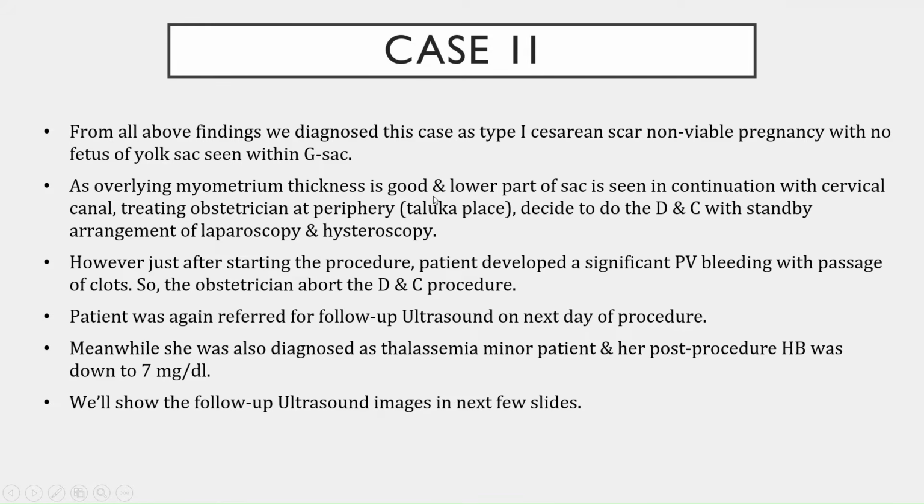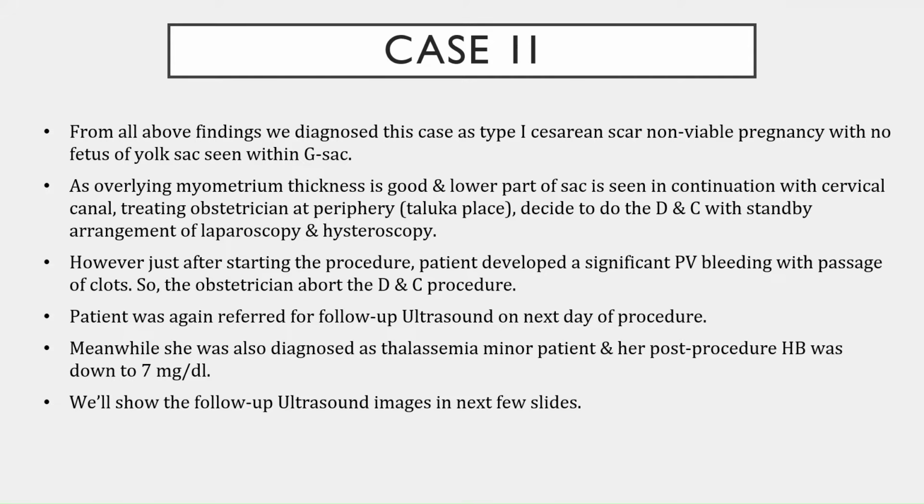As the overlying myometrium thickness is good and the lower part of the sac is seen in continuation with the cervical canal, the treating obstetrician at the periphery decided to do D&C. But just after starting the procedure, the patient developed significant PV bleeding with passage of clots. So they aborted the procedure and sent the patient for a follow-up ultrasound the next day.